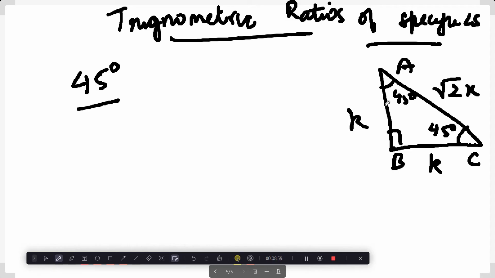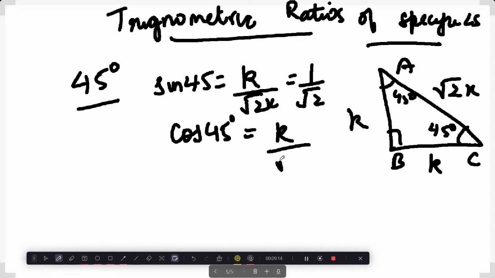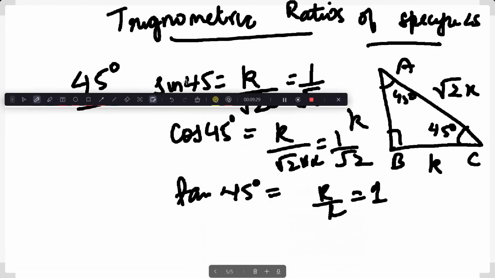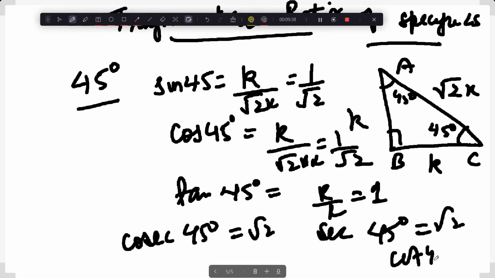Just now we did. So sine 45, cos 45, both are going to be equal, right? Tan 45, cosec 45, sec 45, cot 45. Got it? Moving on.